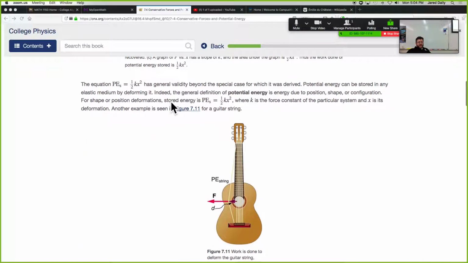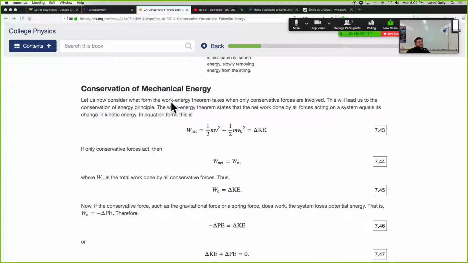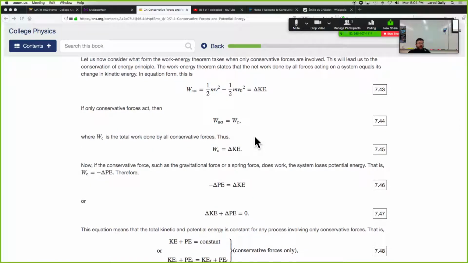So let's look at an example of this right here. So what does conservation of energy look like now? We had these other equations before, but now, if you do work on an object, you can change its kinetic energy. But if you do work on an object, you can also change its potential energy. You can also change its height.